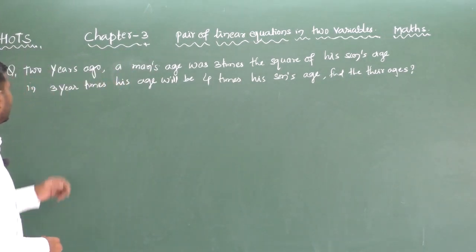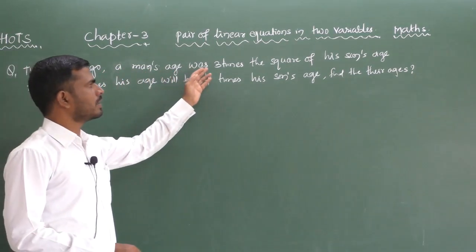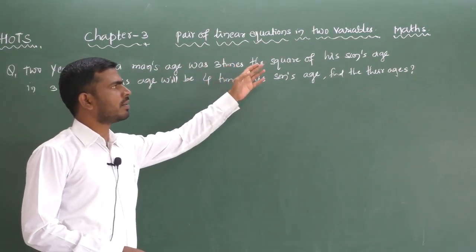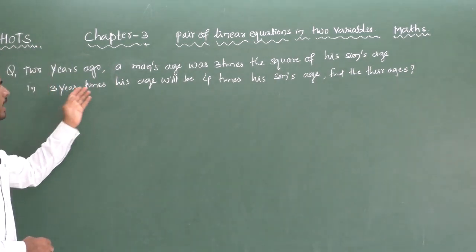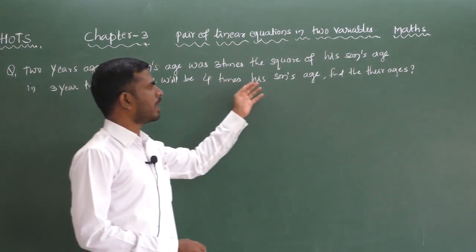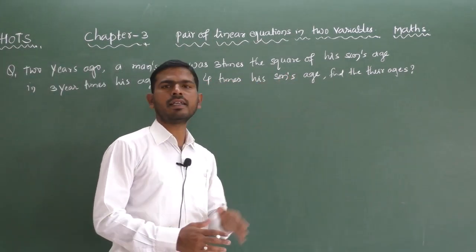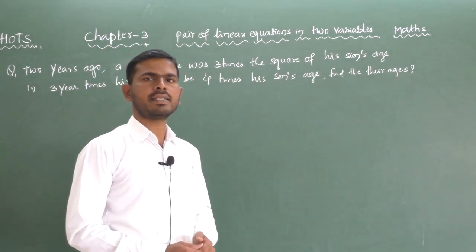The question is: 2 years ago, a man's age was 3 times the square of his son's age. Next condition is given: in 3 years' time, after 3 years, his age will be 4 times his son's age. Find their ages. So you have to find the father's age and the son's age.